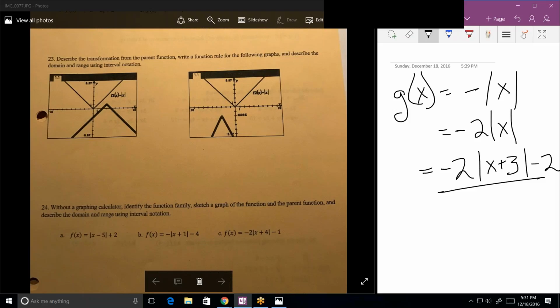Now, what's the domain? The domain would be all real numbers, so negative infinity to positive infinity. And what's the range? The range would be negative infinity to minus 2. Good. Cool.